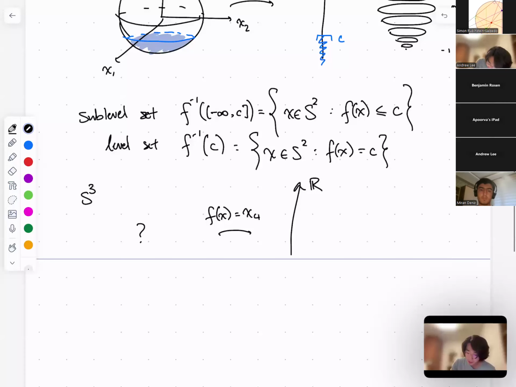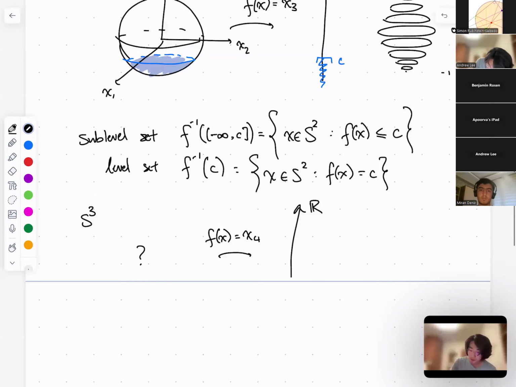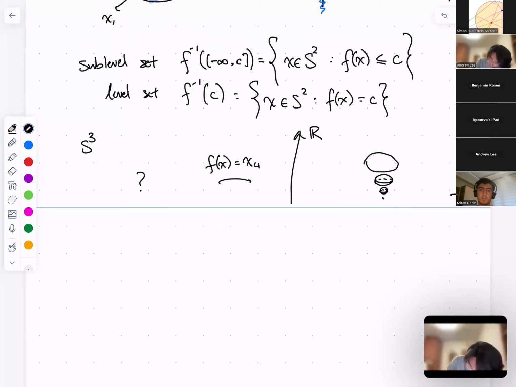And then as I get a little higher, I actually end up with these small spheres. And I'm drawing them a little oblong because I can't really fit them all. But still, bear with me. The idea here is that at -1 and +1, I only have the north and south poles with respect to the x4 axis.